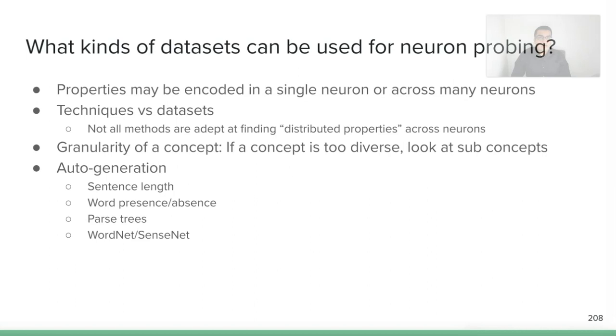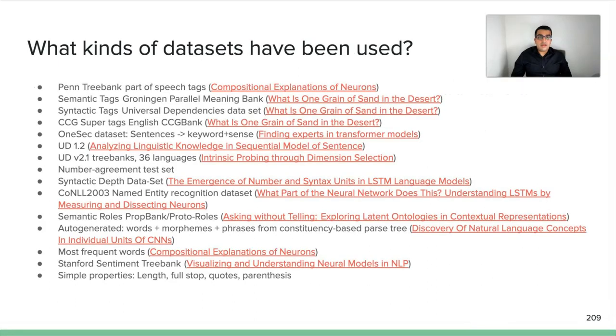Finally, some authors have considered automatically generating datasets to overcome the limitations of not having annotated corpora. And they have looked at several things like extracting knowledge from parse trees or even datasets or databases like WordNet and SenseNet. Just as a reference, here is a non-exhaustive list of datasets used in the papers we have discussed today.